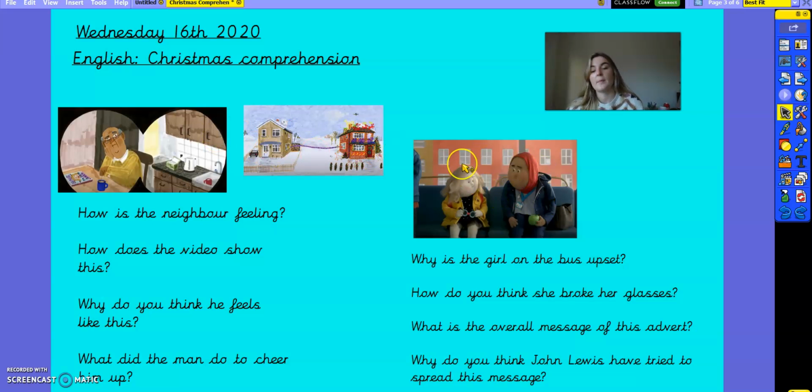So these are two separate parts in the video. Have a think about these questions. So for example, you've got, how is the neighbour feeling? Why do you think he feels like this? Why does the video choose to show this? And then here you've got some questions about the overall message of the advert. Okay, so I'll pause it here.